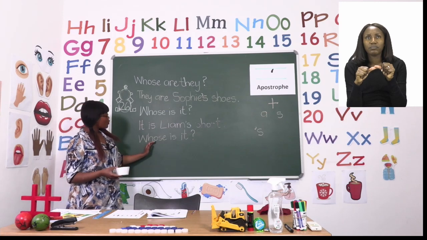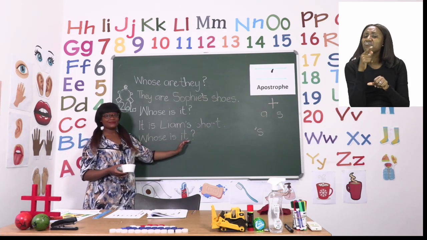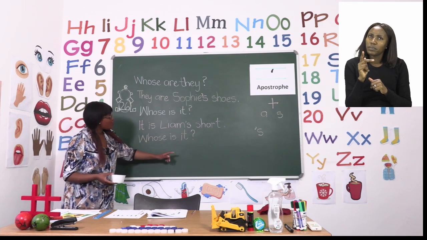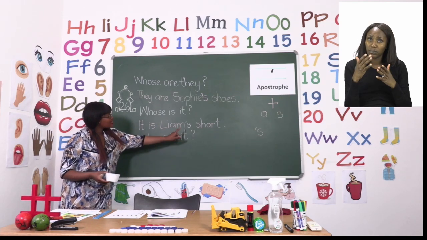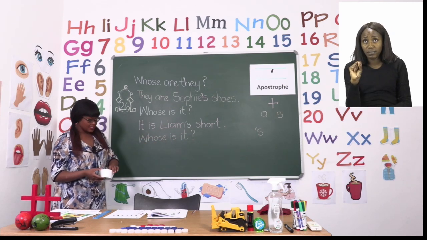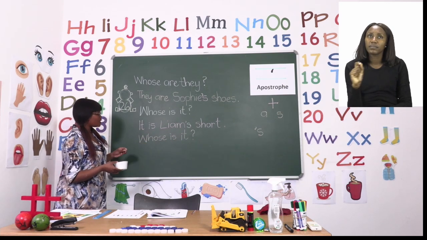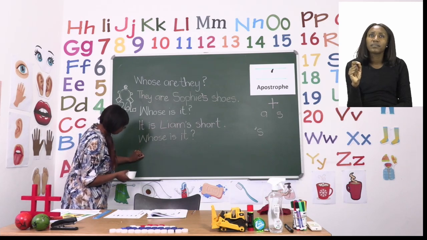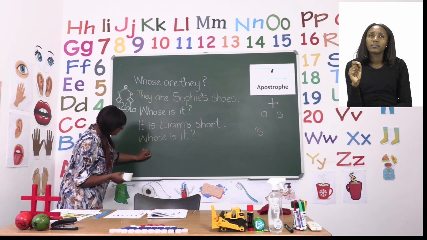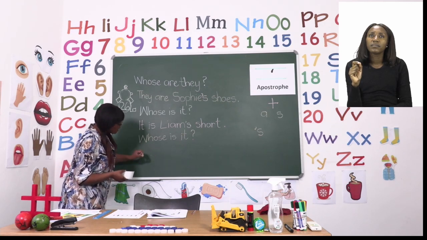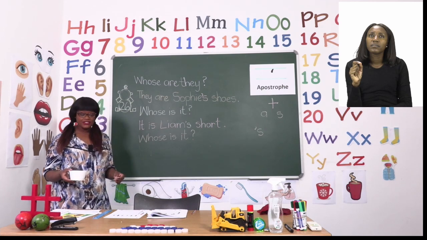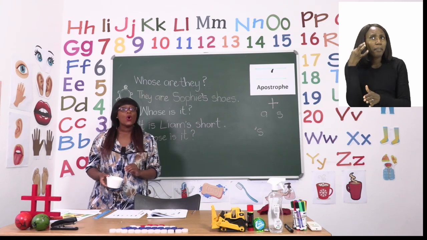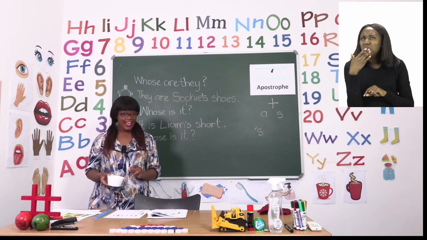Now the next one is the same. It's also asking whose is it? So to start off our sentence, we take the last two words. It is. We need to write them down. I want you to write them down with me. Capital letter I for it. And then we write is. After that, we take a look at the picture. It is hair. But we need to know who owns the hair.